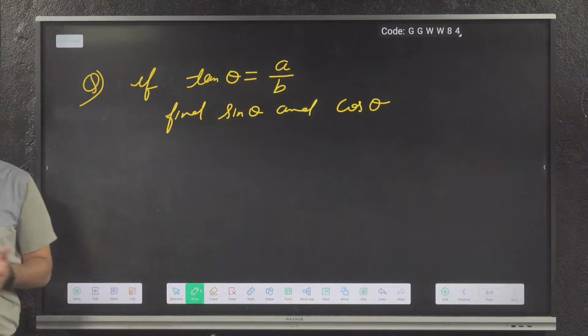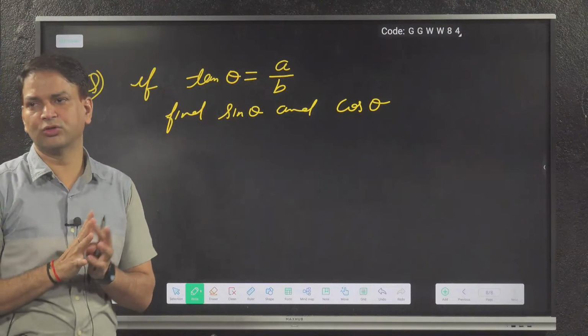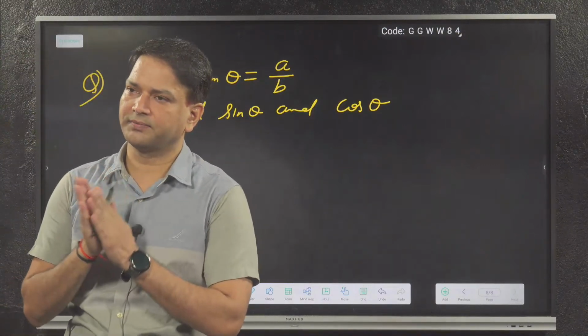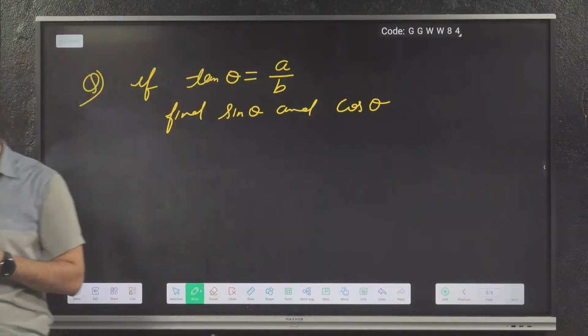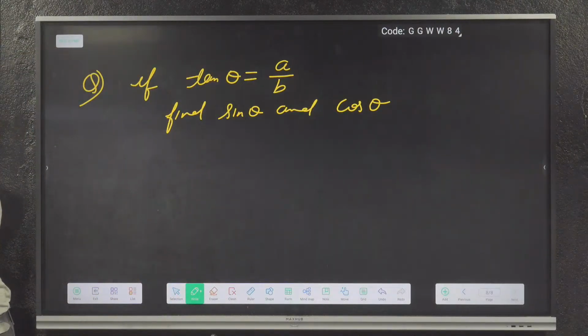If tan theta is equal to a by b, then you have to find the value of sine theta and cos theta. If tan theta is a by b, then find sine theta and cos theta.